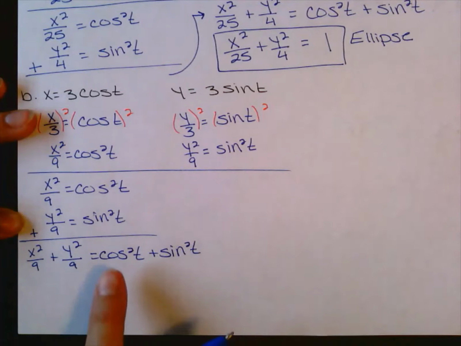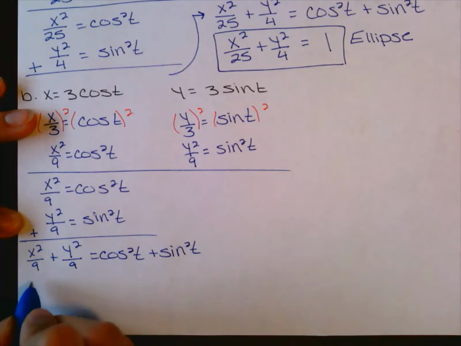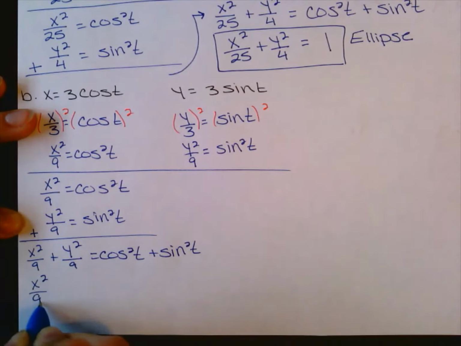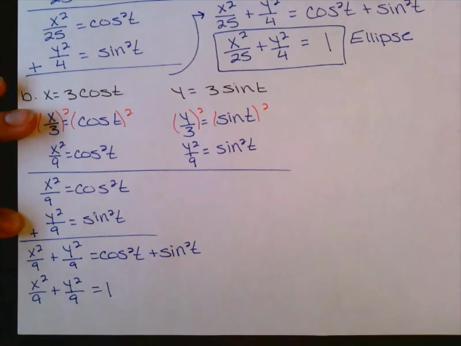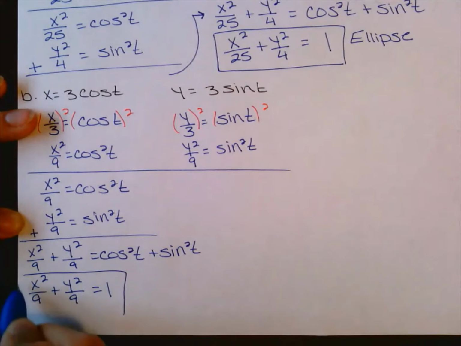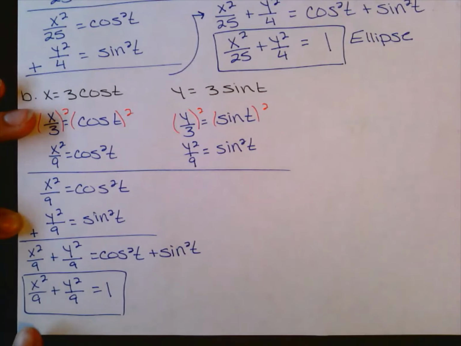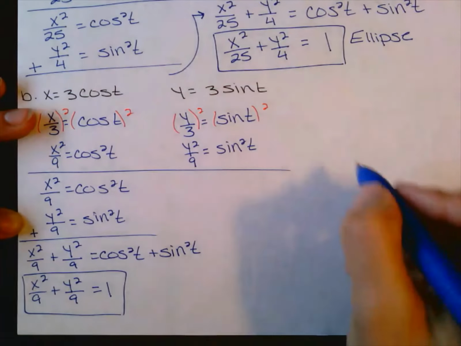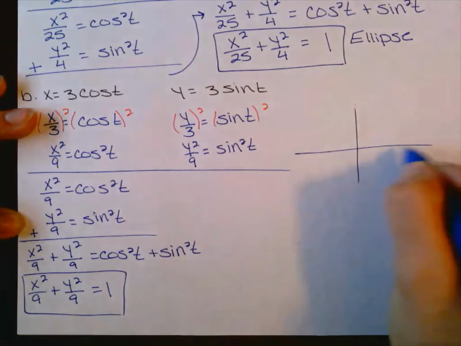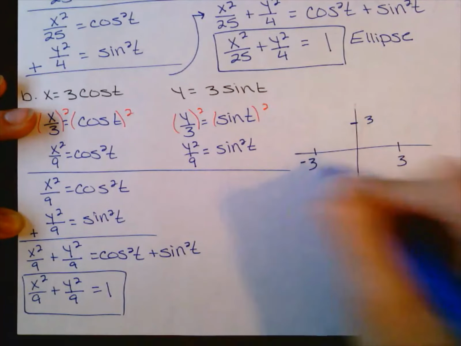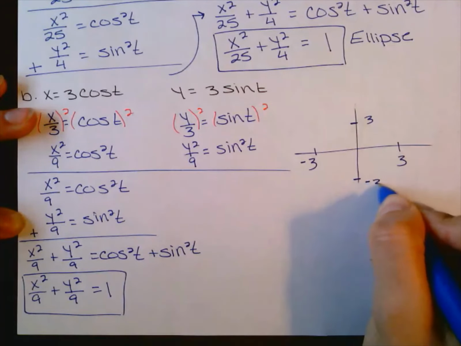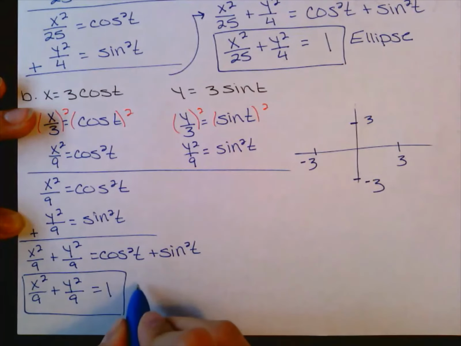Step 4 is to clean using the Pythagorean identity. Okay, so now you may think for a moment that this is an ellipse, but when you go to sketch it, check it out. On the x, I'm going to go out 3, and on the y, I'm also going to go out 3. Right? If I'm going out the same amount in every direction, hopefully you start to recognize that this is really a circle.